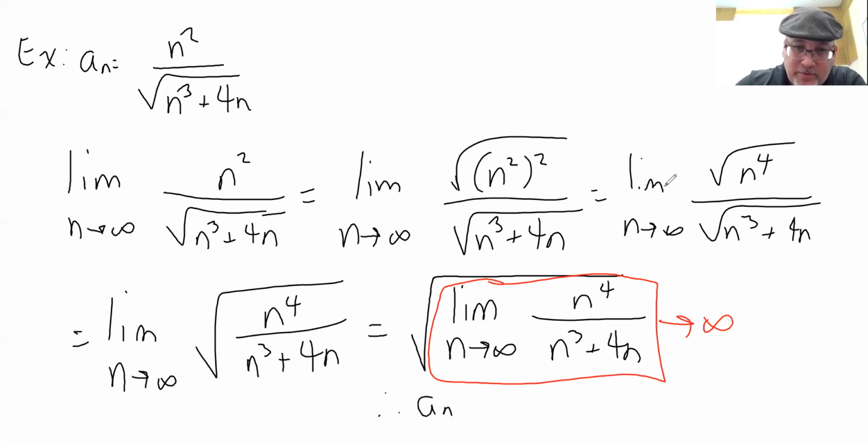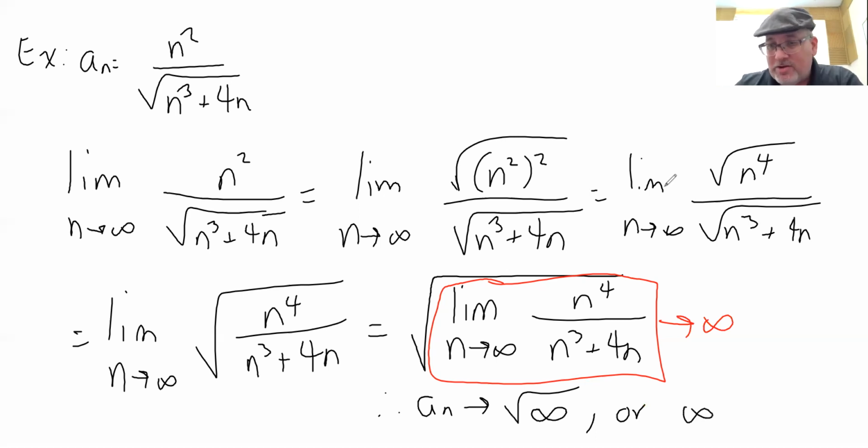Therefore, a_n approaches square root of infinity, and I really hate writing that because it's not a well-defined expression. But infinity is so large that when you square root it, you still get infinity.